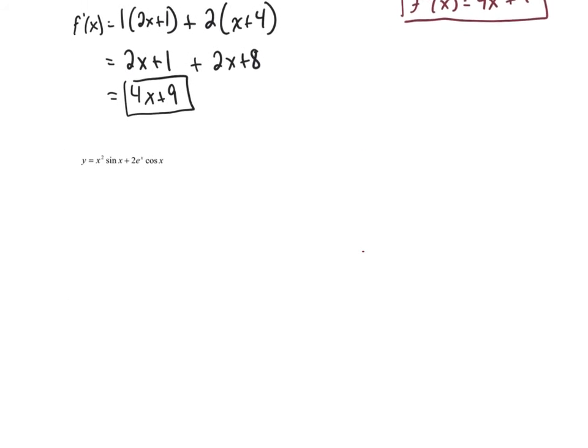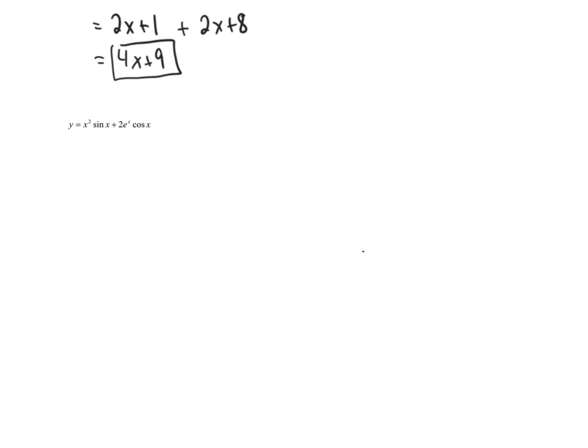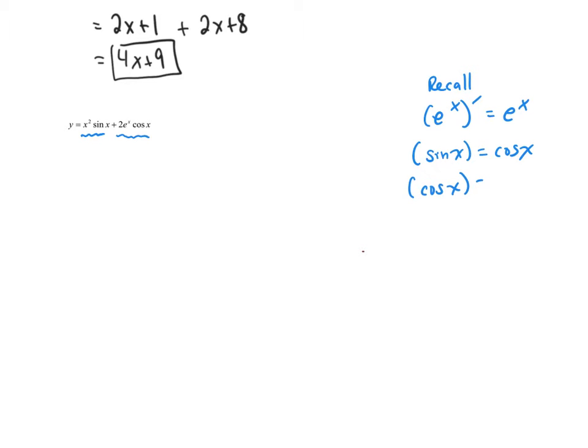Okay, let's look at another one. This is actually two functions that have two product rules. So if you look at this, we have x squared sine x, and we have 2e to the x cosine x. Now let's just recall, because we do have some of our special functions. Remember, the derivative of e to the x is e to the x. The derivative of sine x is cosine x. And the derivative of cosine x is negative sine x. Those are all just things to remember.